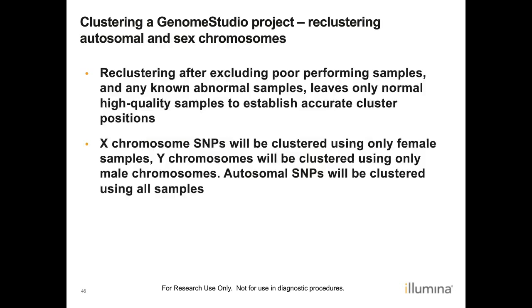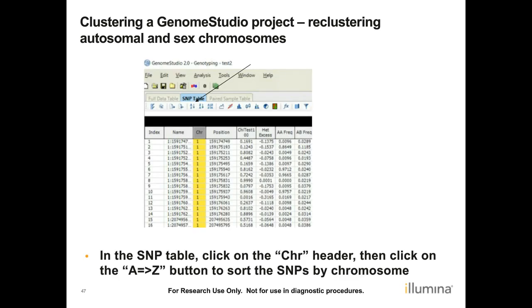So after reclustering, after excluding all the poor performing samples and abnormal samples, it leaves only normal high quality samples to establish accurate cluster positions. X chromosome SNPs will be clustered with female samples, Y will be clustered using only males. Autosomal SNPs will be clustered using all samples. So in the SNP table, let's go to the chromosome header and then click on the A to Z button to sort the SNPs by chromosome. So all the chromosome 1 SNPs will appear at the top and chromosome Y SNPs will appear at the end.